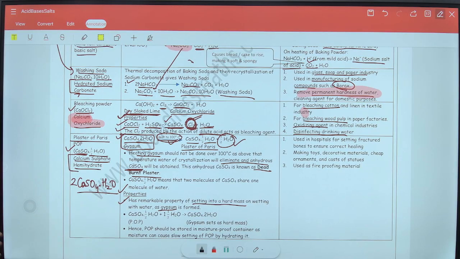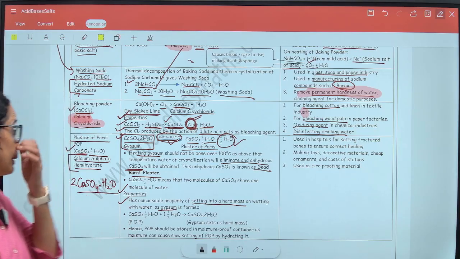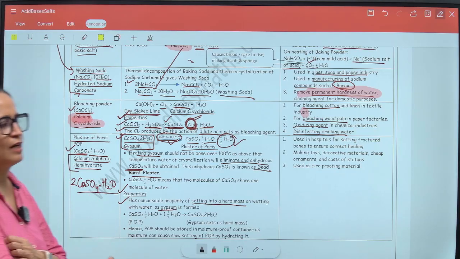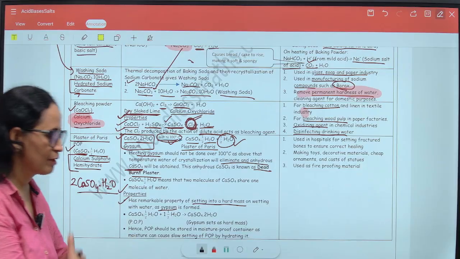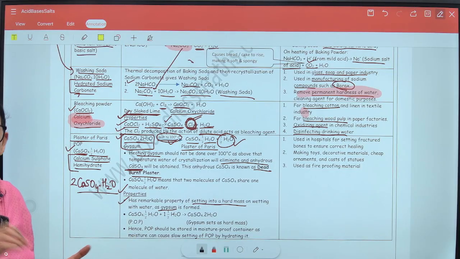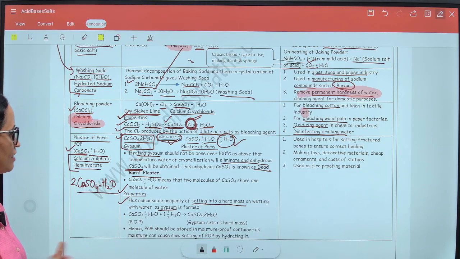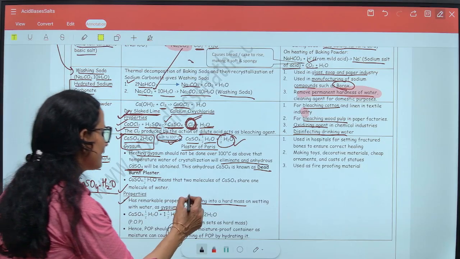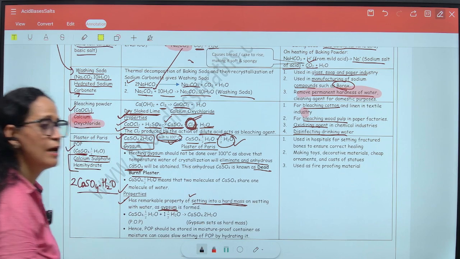If any of you has gone through that unpleasant experience of a fracture, the bandage that is put around that broken bone is made using a fabric bandage and white powder that becomes very hard when it is mixed with water. So it sets down very quickly. So it sets into a hard mass on wetting with water, and this hard mass is actually gypsum.